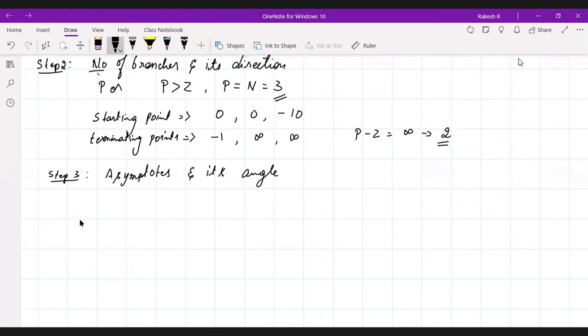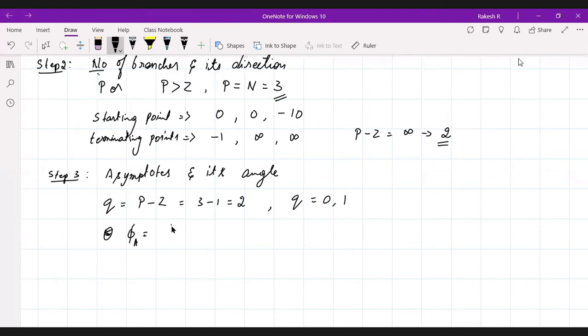Asymptote is Q. Q is nothing but P minus Z here. That is 3 minus 1 equals 2. So I can write Q equals 0 and 1. These are the asymptotes here. And we need to find the asymptote angle. The asymptote angle we write as phi A.